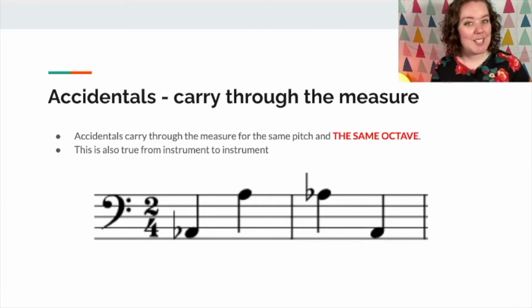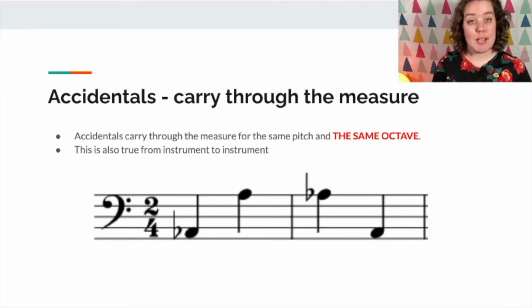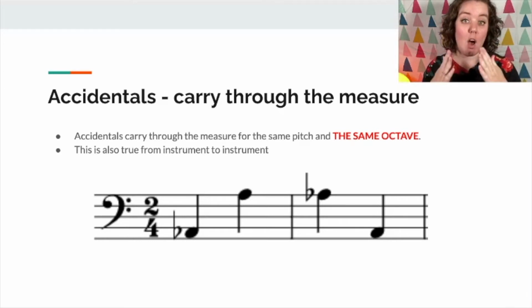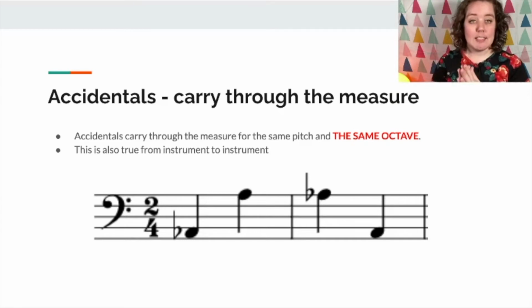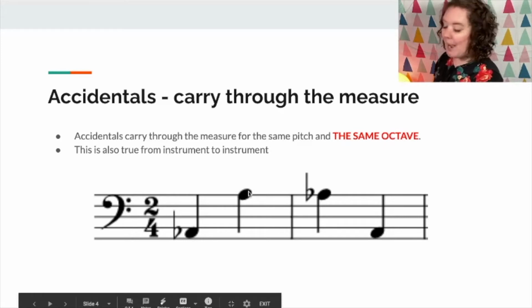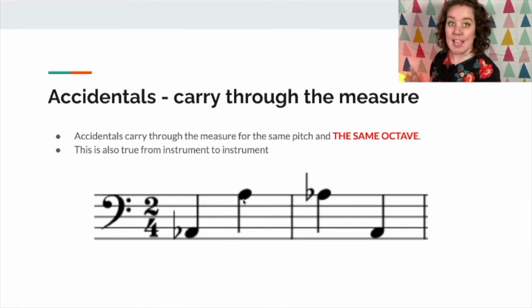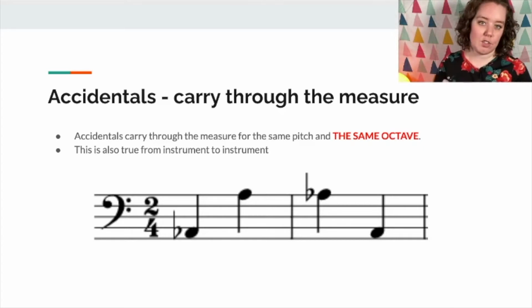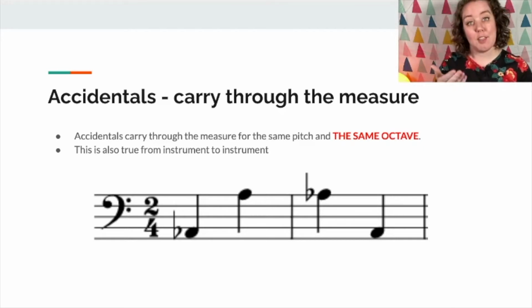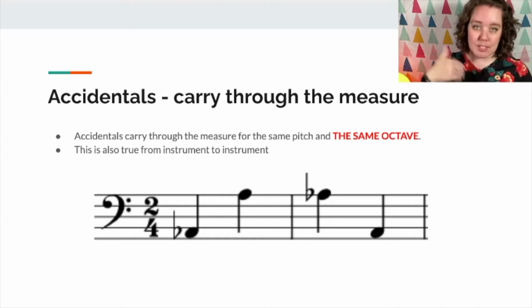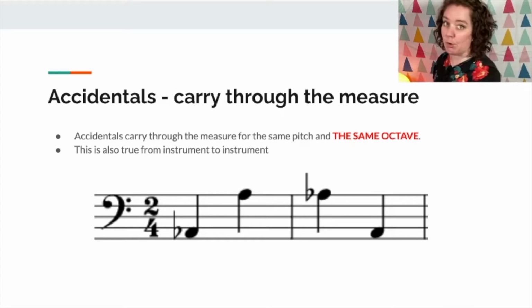One thing I said in the last one, but I'm not sure you caught it, so I made it big and red on this one. Accidentals carry through the measure on the same pitch in the same octave. So in this example, we've got an A flat down here in the bass clef, and then we have another A up here on the top of the staff. Because those are different octaves, this is A flat 2 and this is A 3. Because those are in different octaves, they do not carry the accidental over. So if I wanted that A 3 to have a flat on it, I would actually have to put that flat again before it would be counted that way.